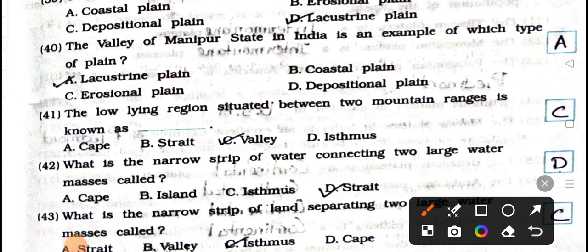Number 40. The valley of Manipur state in India is an example of which type of plain? A. Lacustrine plain. B. Coastal plain. C. Erosional plain. And D. Depositional plain. Answer is option A, Lacustrine plain.